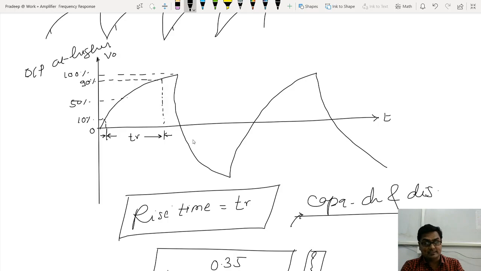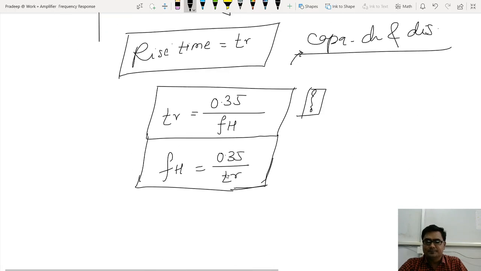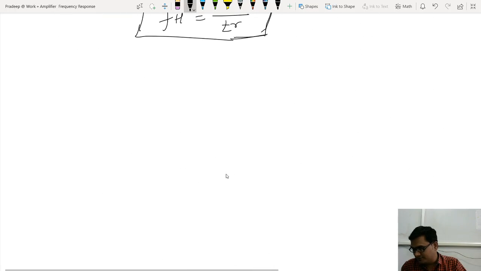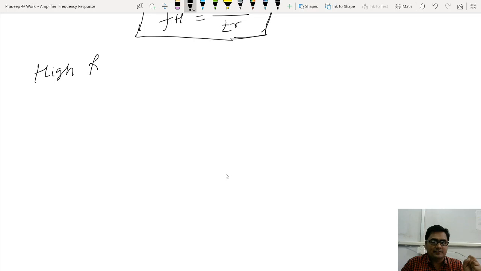Now, the forthcoming topic is higher frequency response. So we have finished the prerequisites. Now we can start with higher frequency response. So let us start with what is that higher frequency response. If I want to start with higher frequency response, I need to understand the BJT construction first. Okay, let me write it. High frequency response. Higher frequency response.